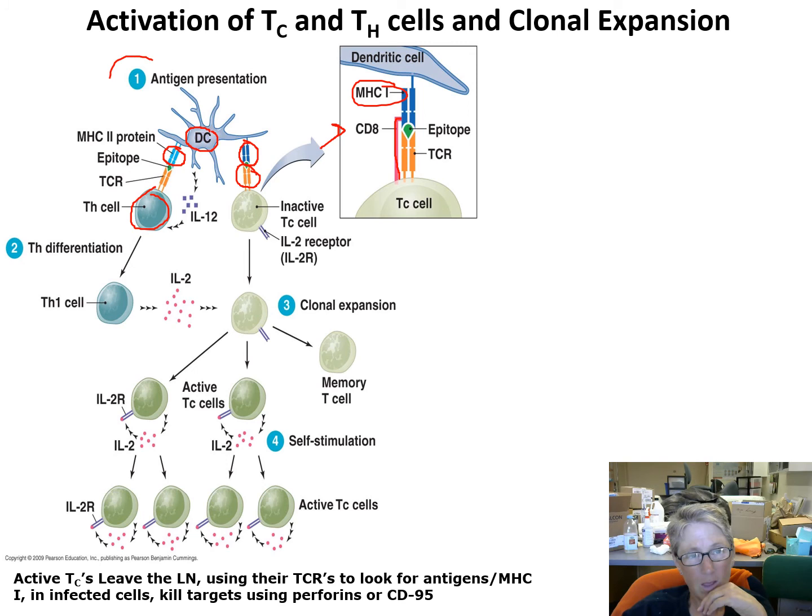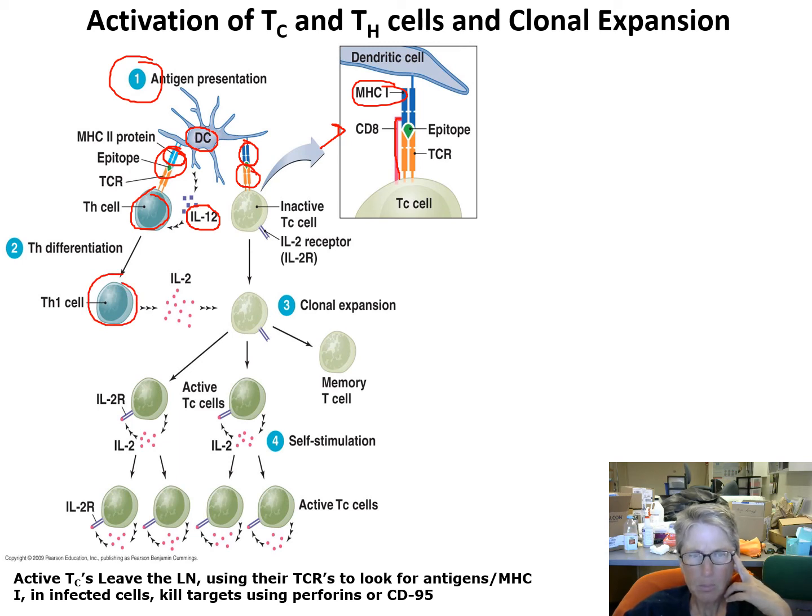So that's antigen presentation. You're a dendritic cell, you're presenting the antigen to a helper T and a cytotoxic T. Then, after that happens, you can see the dendritic cell secretes interleukin 12. So when this synapse happens, that tells the dendritic cell to release IL-12, which activates the TH cell into a Th1 helper cell.